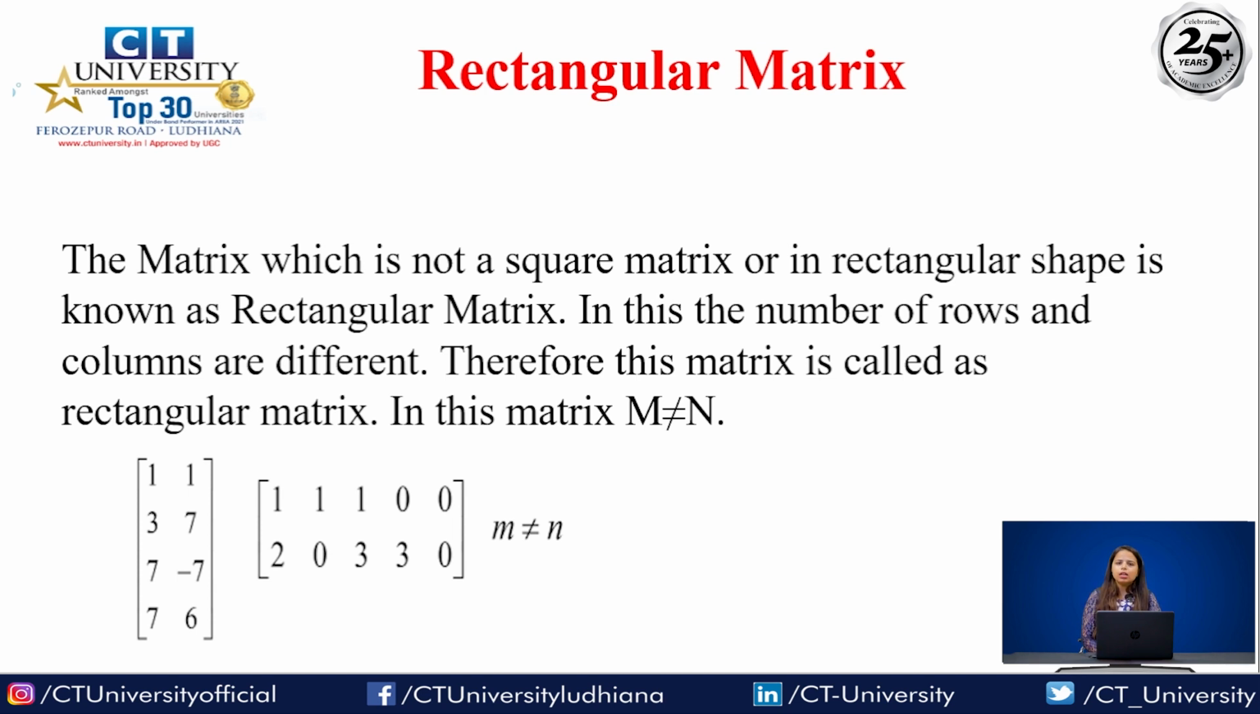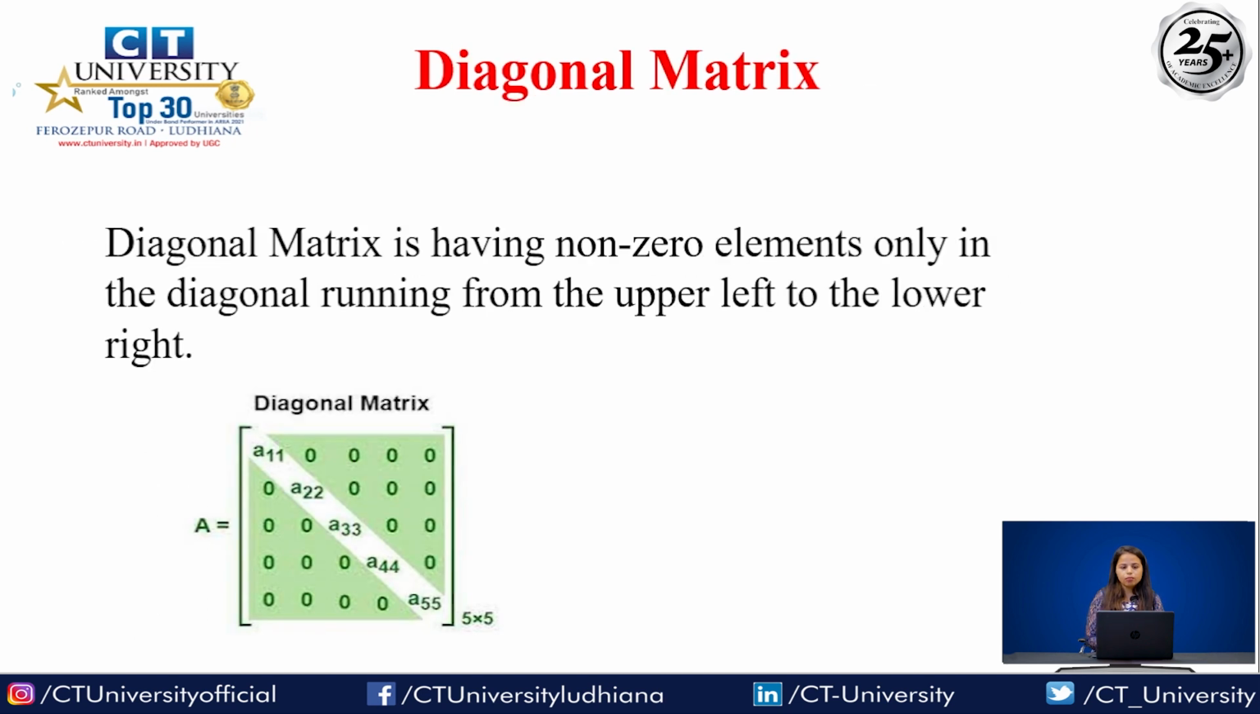This is just the opposite of a square matrix. And the next one is the diagonal matrix, a very important type of matrix. So what is a diagonal matrix? The definition of a diagonal matrix is that it has non-zero elements only in the diagonal running from the upper left to the lower right.